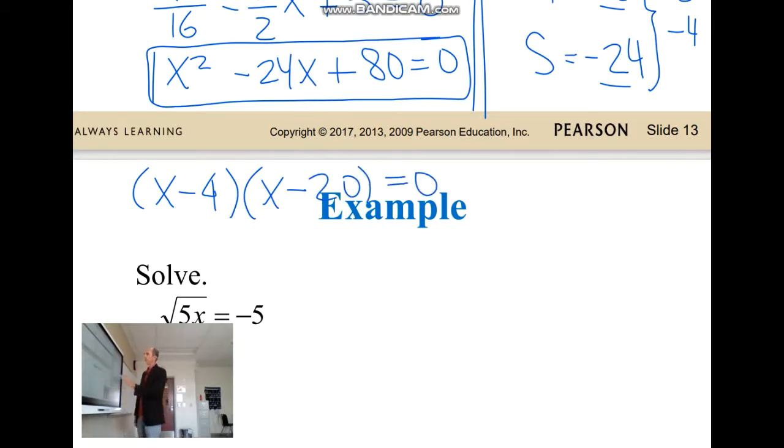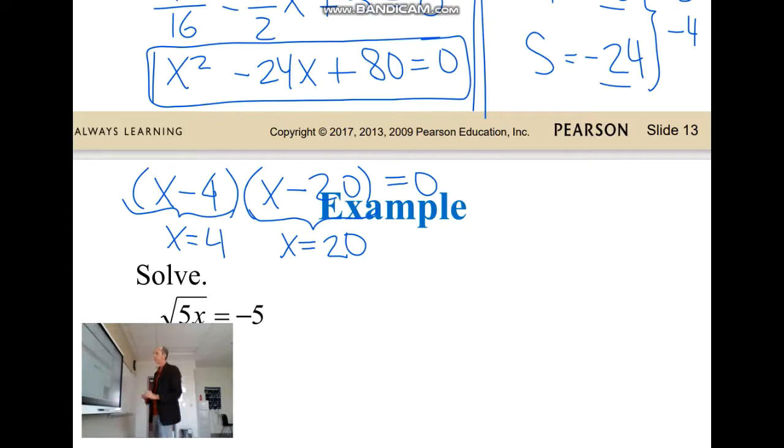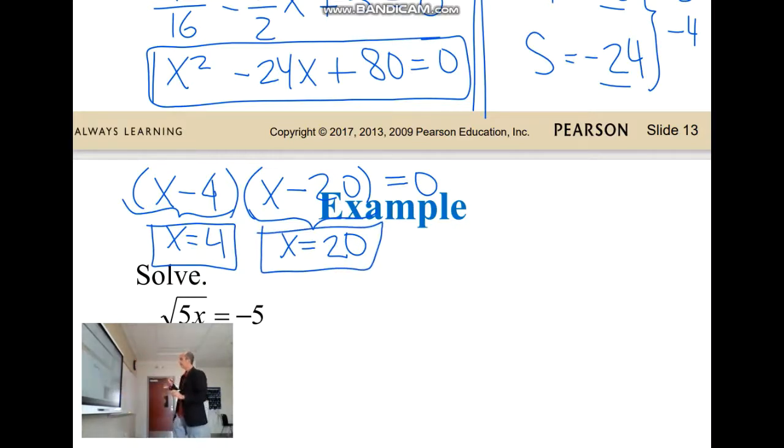The solution, making this factor equal to 0, is x equals 4, and making this other factor equal to 0, x equals 20. So we have two solutions. Apply the solutions into the original equation to check if they are good, and bring back the original equation, which is this one here.